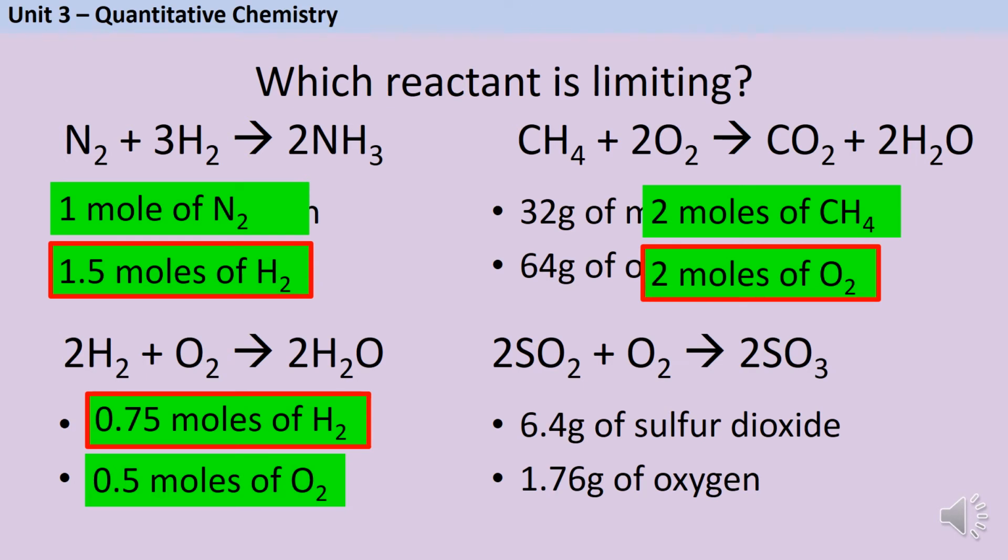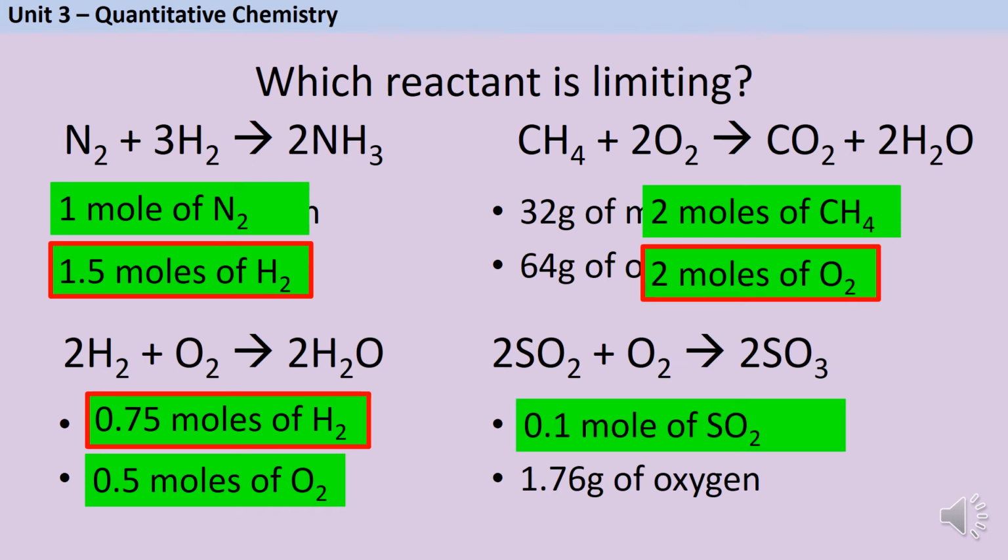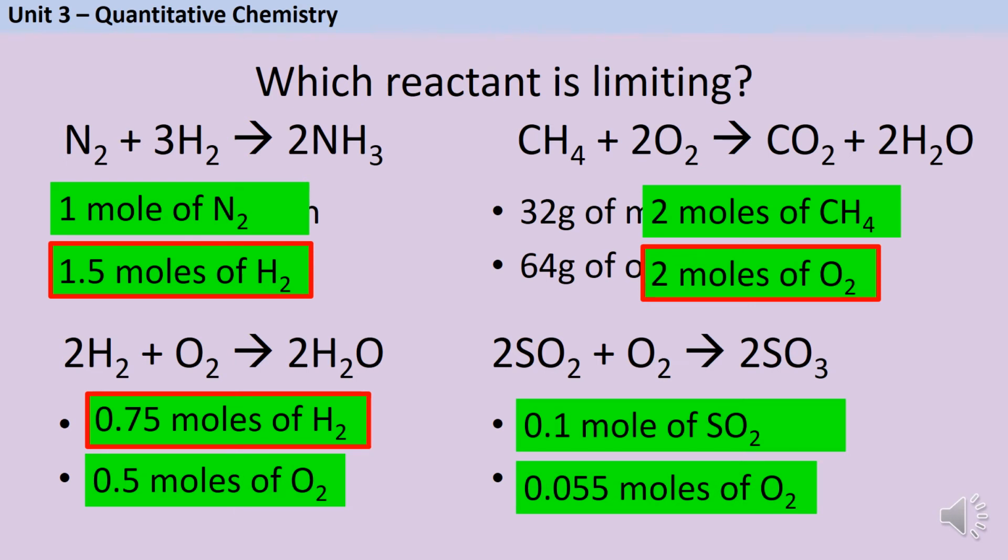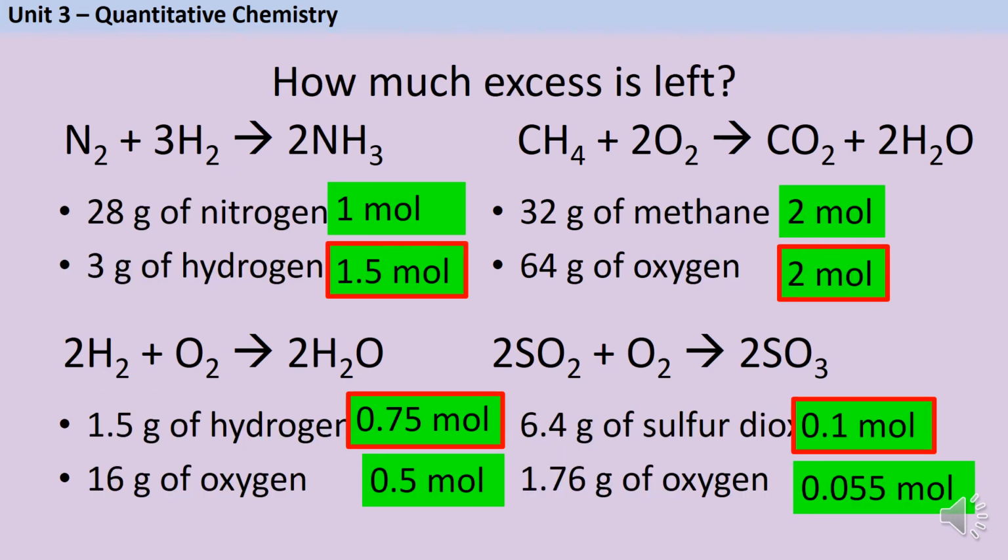And then finally, for our final question, sulfur dioxide has got an MR of 64. So 6.4 divided by 64 is 0.1. And oxygen, we keep saying, has got an MR of 32. So that's 0.055 moles of oxygen. And we can see from our equation that we need twice as much sulfur dioxide as we do oxygen. So even though we have more, we don't have twice as much, and so it's the sulfur dioxide that is limiting.